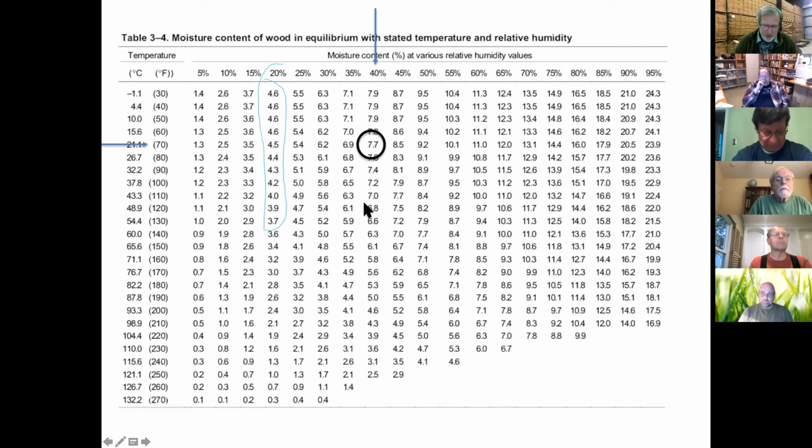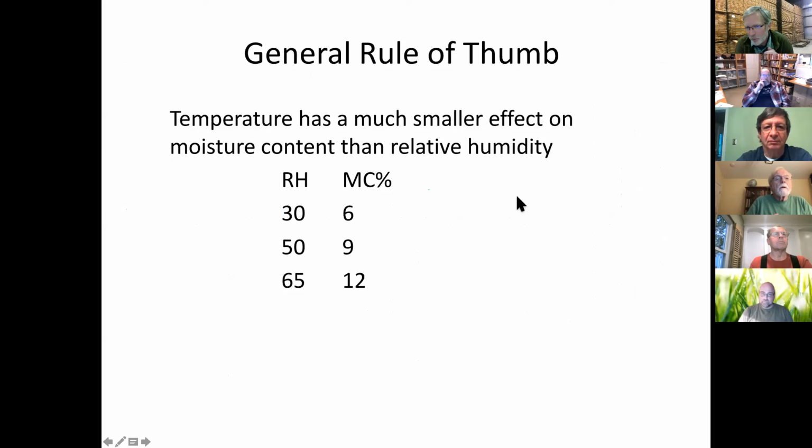Now, you may think, he's a wood scientist. He's got this chart memorized. That is absolutely not correct. There's no way I'm going to memorize this chart. All you need to do as a woodworker is to memorize probably these first two numbers right here, 30 and 6 and 50 and 9, right? 30% relative humidity in the normal temperature range is going to be about a 6% moisture content. 50% relative humidity in the normal temperature range is going to be about 9.